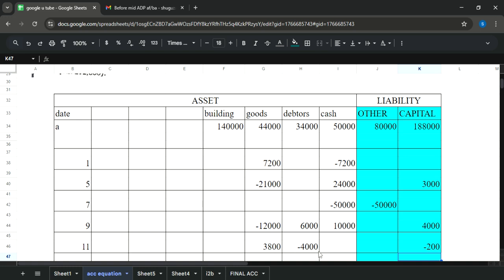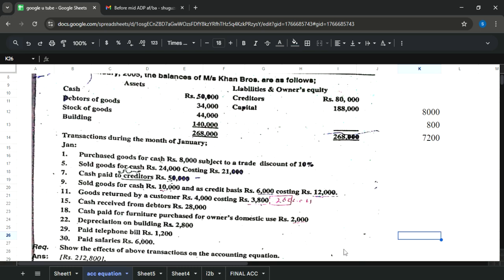Amount would not be received. He is no more your debtor. Debtors decreased. It means you have put the sign of minus. After returning goods, our profit has been lost. That is why you have put a minus sign with the loss. 11th entry is completed. Now 15th entry, cash received from debtors.